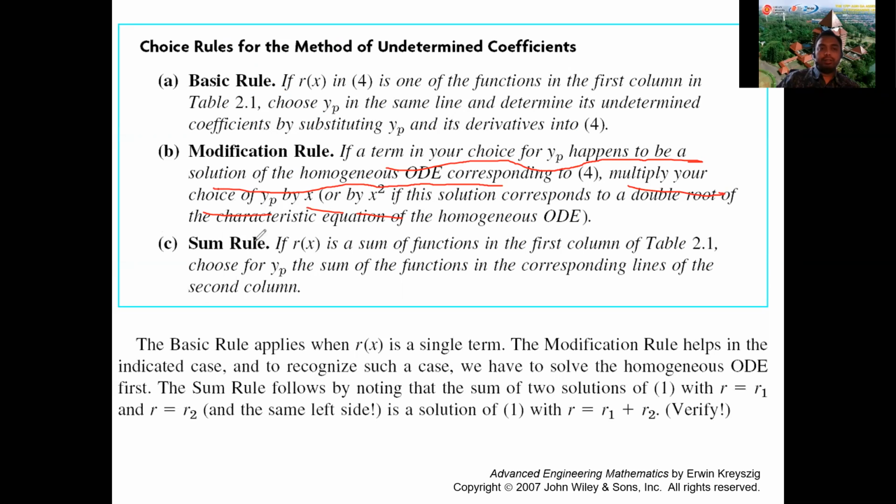And then the third rule is the sum rule. If r(x) is a sum of functions, let's say s(x) plus t(x), then each will have a corresponding pair on the table, and you just need to add them independently.